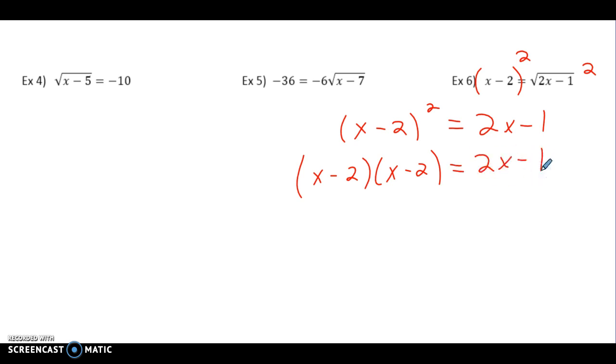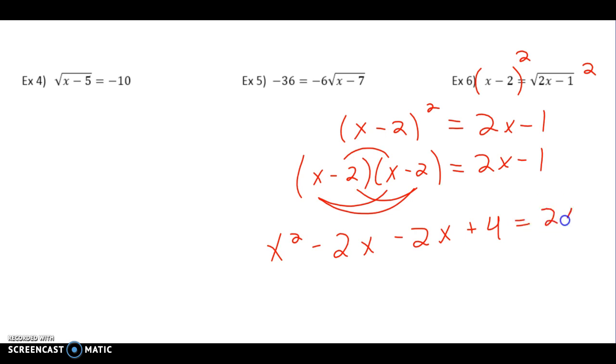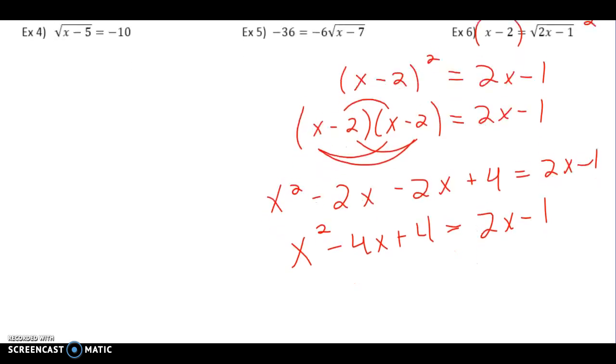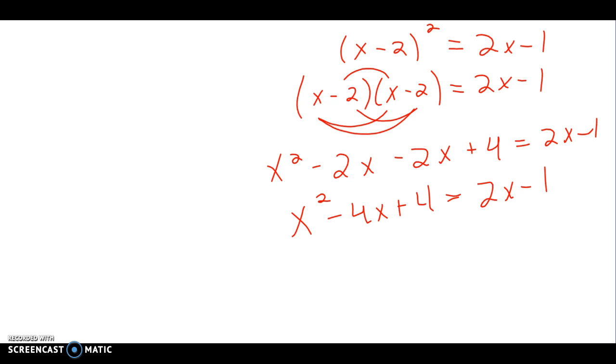And we now need to FOIL. This becomes x squared minus 2x minus 2x plus 4. So x minus 2 squared is actually x squared minus 4x plus 4. So if you don't FOIL it out, you miss the 4x in the middle. So we haven't done anything crazy yet. It's just the fact that a lot of us will not FOIL out the left side. So I'm giving you that fair warning right now.